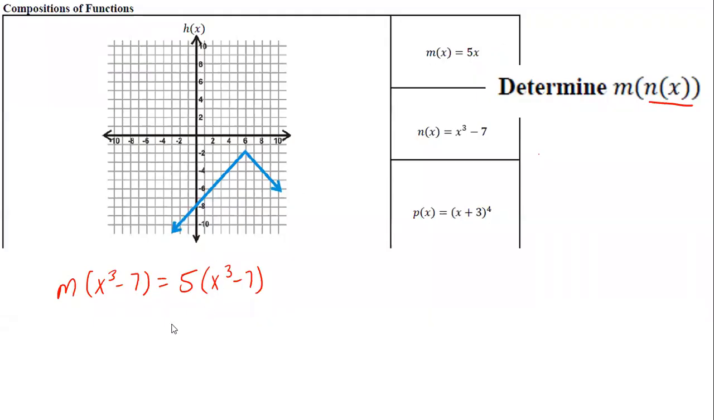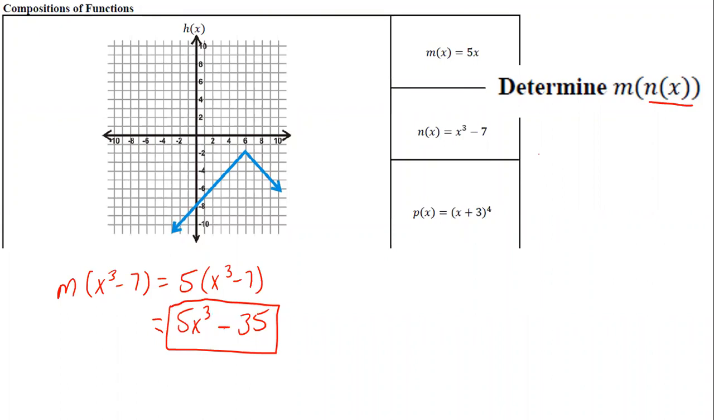And then you simplify. So when I simplify this, it becomes what? 5X cubed minus 35. So there's your composition. Okay. So again, this was an example of a function going into a function with composition.